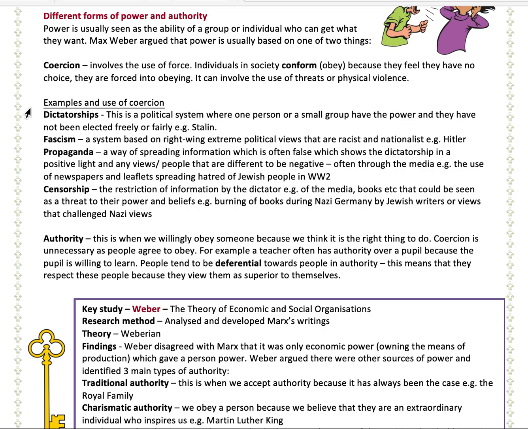Fascism, so an extreme right-wing political belief system, which often results in racism and nationalism from the leaders, for example Hitler. Propaganda is often used in dictatorships, so spreading false information, this idea that there's kind of an agenda behind how information is presented in the news, etc.